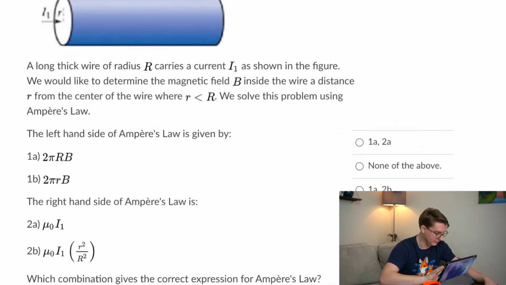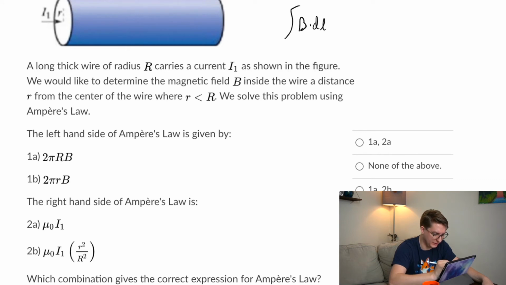A long, thick wire of radius R carries a current I1 as shown in the figure. We'd like to determine the magnetic field inside the wire at distance r from the center of the wire, where r is less than R. We can solve this problem using Ampere's law. You certainly can. Ampere's law, I don't think we actually talked too much about it in any of the videos I've done.